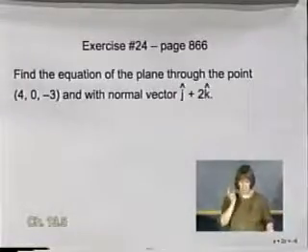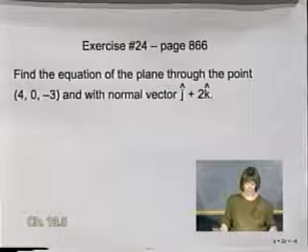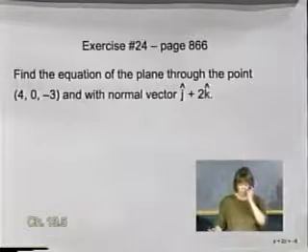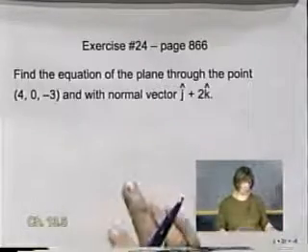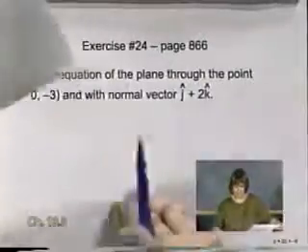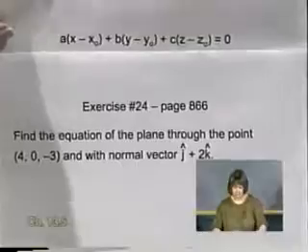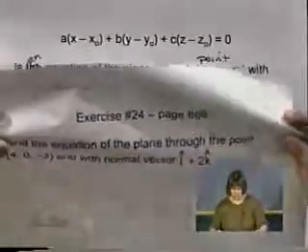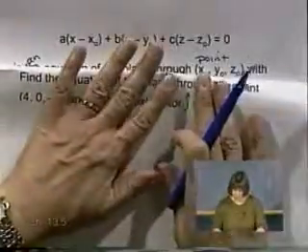Find the equation of the plane through the point 4, 0, negative 3, with normal vector j plus 2k. So I go, oh, piece of cake. This is my equation, so I think I'll just put this right up here for me to follow. It's exercise 24, page 866, unless the edition changed, then you know you have to deal with it.